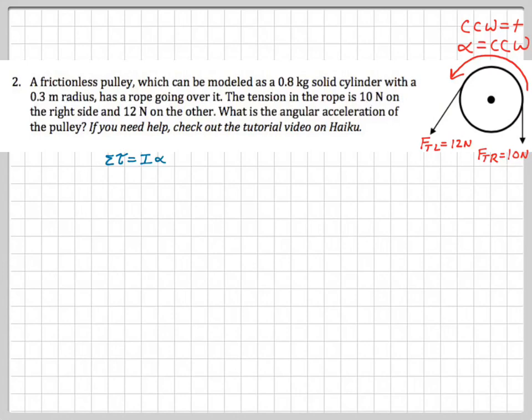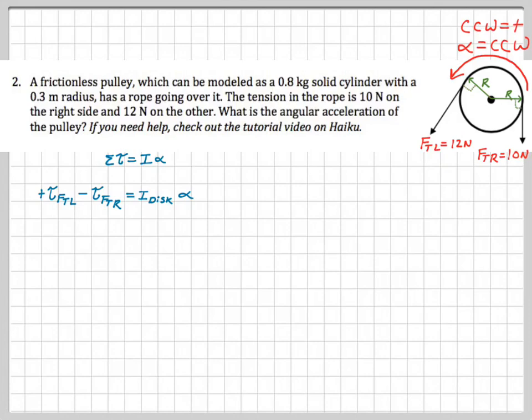So the torque of our force tension on the left will be positive, and the torque of our force tension on the right would be negative. So let's write that out. Positive torque of force tension on the left side minus torque of force tension on the right side is going to equal I of the disc times alpha. So let's take a look at these two forces and their torques.